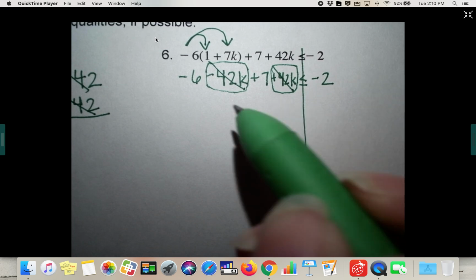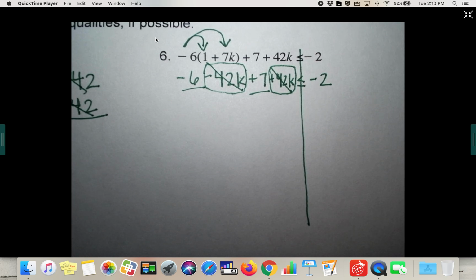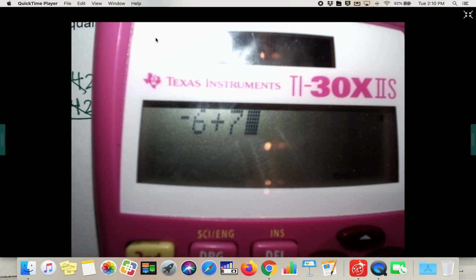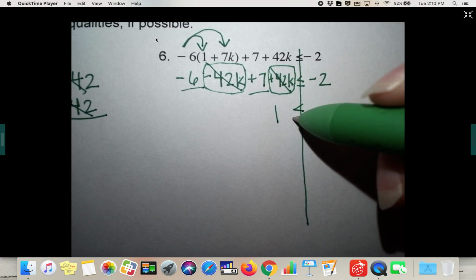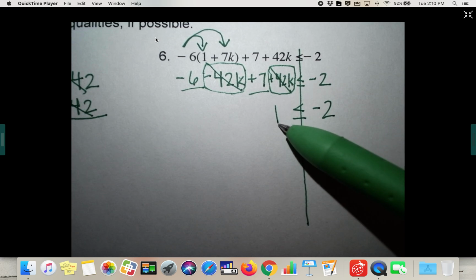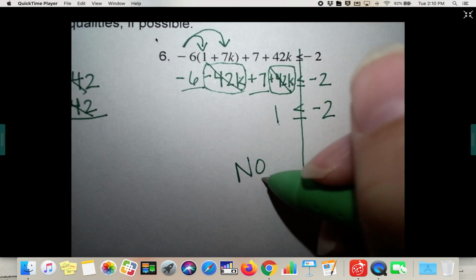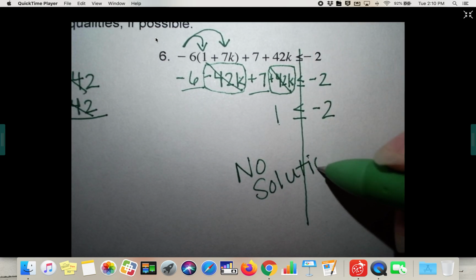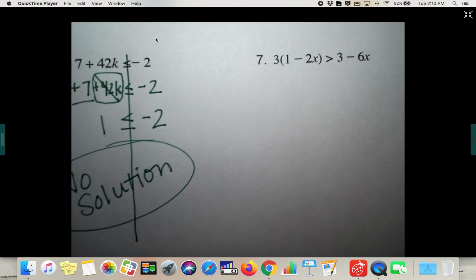So what we're left with is negative 6 and positive 7. So negative 6 plus 7 is 1. And on the other side, you still have the negative 2. So is 1 less than or equal to negative 2? No, it is not. So this is a no solution answer. All right, last one.